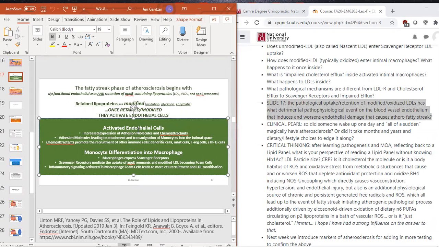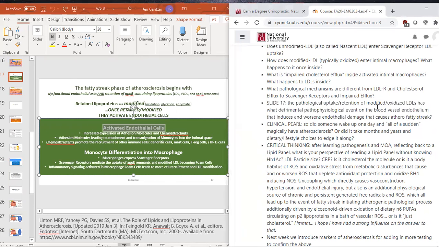And the activated endothelial cell is releasing chemokines. It's expressing excessive amounts of adhesion molecules. And the worse the foam cell gets inside, the more activated endothelial cells you get. So this is, again, a big feed forward cycle.